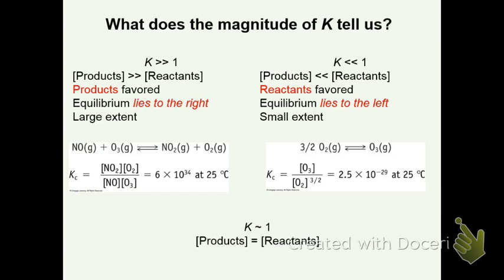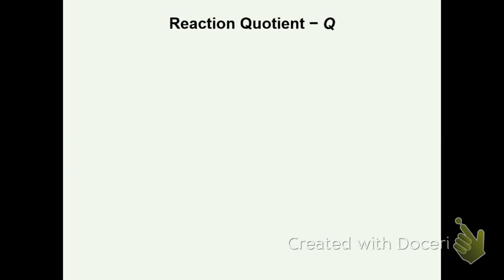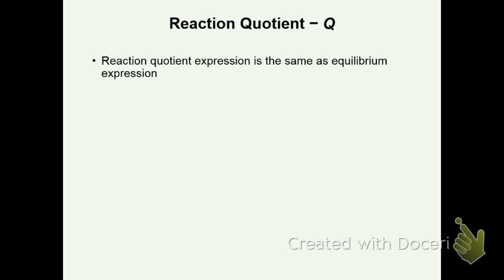So as I mentioned before, the value of K is calculated from equilibrium concentrations of reactants and products. But when we initially mix reactants and products, we're not necessarily at equilibrium. And so in order to discuss reactions that haven't reached equilibrium yet, we define what's called the reaction quotient Q. The expression for the reaction quotient is the same as the equilibrium constant expression. So you calculate Q by taking the concentrations of products raised to their stoichiometric coefficients and dividing by the concentrations of reactants raised to their stoichiometric coefficients.